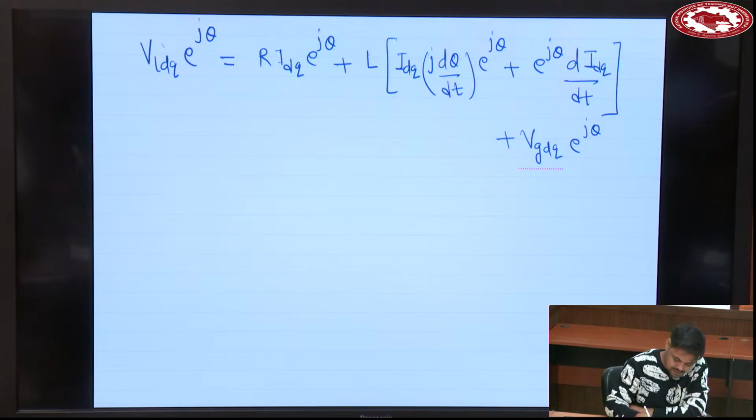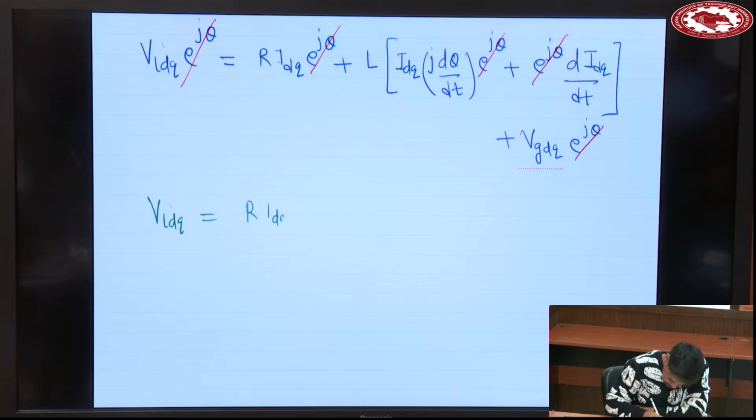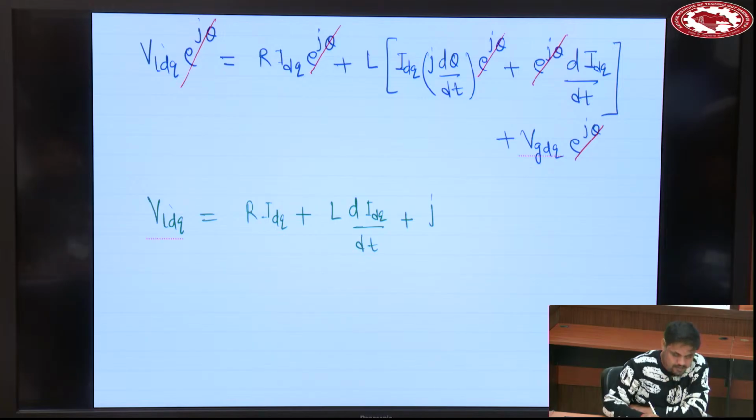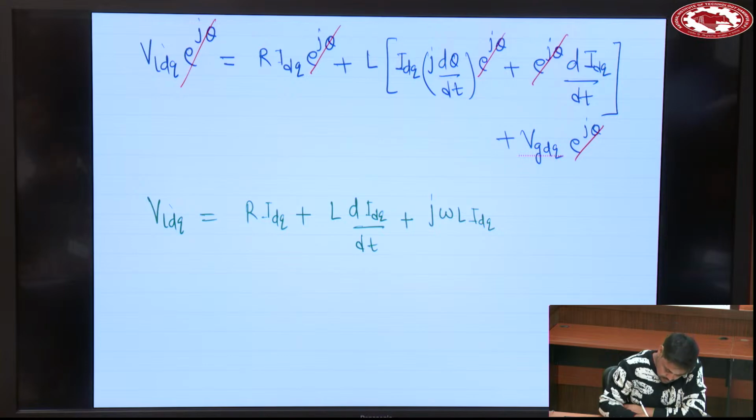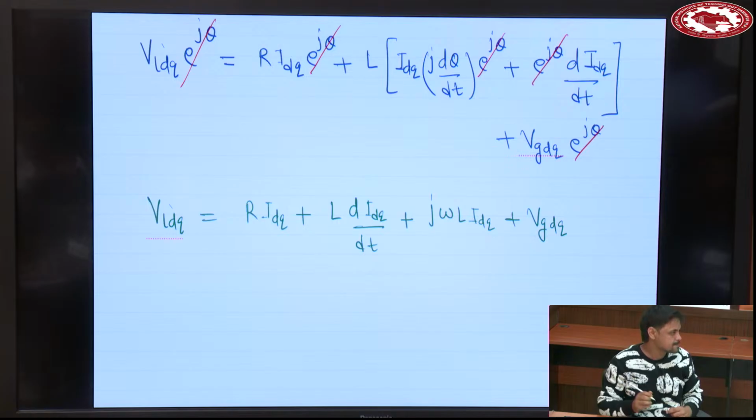Now you can cancel this theta term, it is everywhere. What does it become? Vi dq is equal to R I dq plus L d I dq by dt plus j d theta by dt. It is a synchronous reference frame, so theta is equal to omega t. So d theta by dt is simply omega. So it becomes j omega L I dq plus Vg dq. Correct?